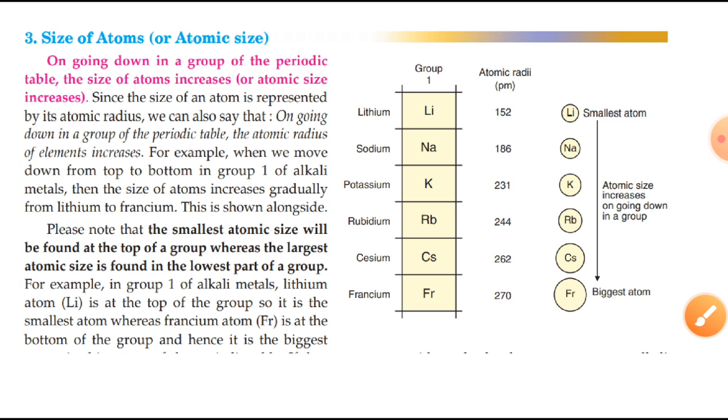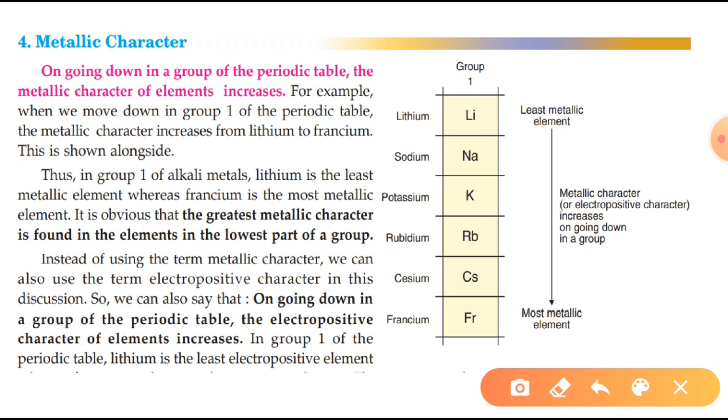So this is it. Let's talk about the next property, metallic character. Down the group, the metallic character increases. Let's understand why. First of all, what is metallic character? Students, as you know, metals are electropositive. They lose electrons in order to form cations. So if an element can easily lose its electron, it will be called a better metal, or can be said to have more metallic character. So when we move down the group, now you know that the size increases and the force of attraction exerted by the nucleus decreases.